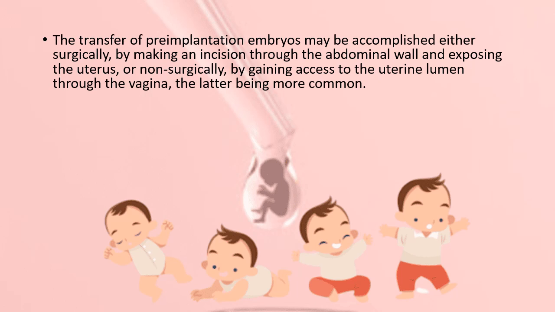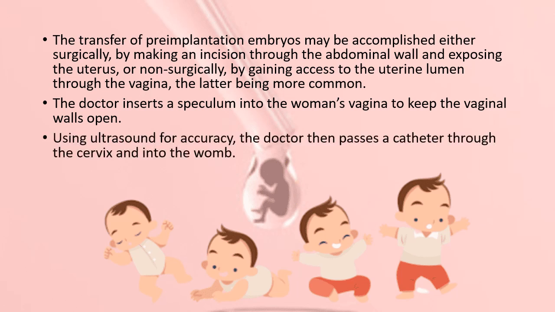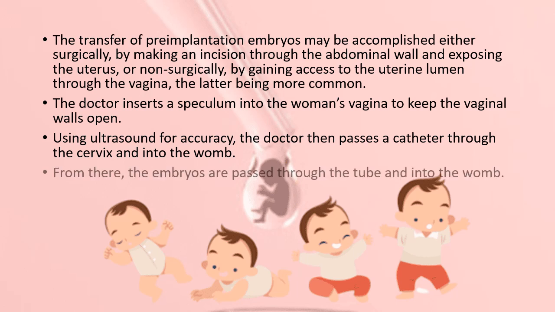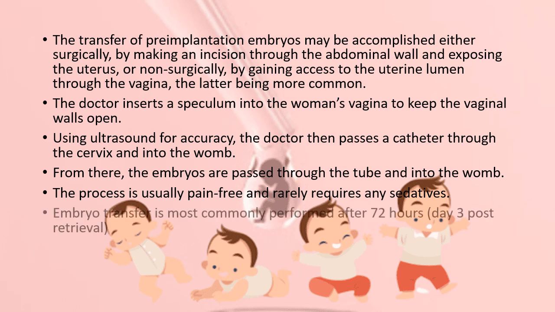The transfer of pre-implantation embryos may be accomplished either surgically, by making an incision through the abdominal wall and exposing the uterus, or non-surgically, by gaining access to the uterine lumen through the vagina, the latter being more common. The doctor inserts a speculum into the woman's vagina to keep the vaginal walls open. Using ultrasound for accuracy, the doctor then passes a catheter through the cervix into the womb. From there, the embryos are passed through the tube and into the womb. The process is usually pain-free and rarely requires any sedatives.